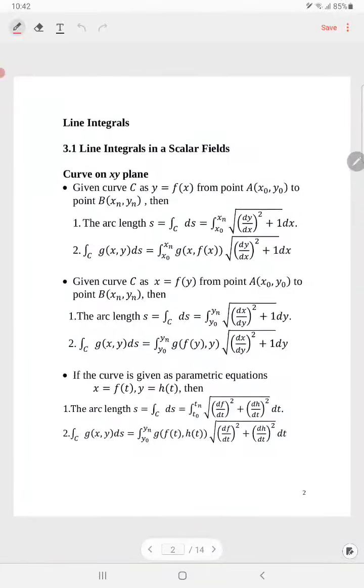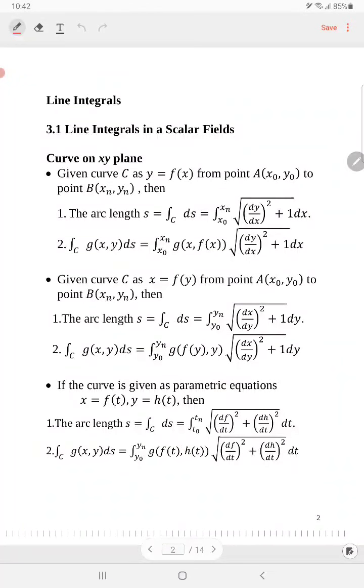Now for bullet number 2, it's the same process as item 2 here. If your curve is given as x as a function of y, same point A to B, the arc length is still the integral of ds over curve C, but then your ds is going to be the square root of (dx/dy) squared plus 1, dy, and the integration is going to be with respect to y. The upper and the lower limits would be the y coordinate of the starting point and the y coordinate of the destination point, so y naught to yn. Right, so you have to change everything in terms of y.